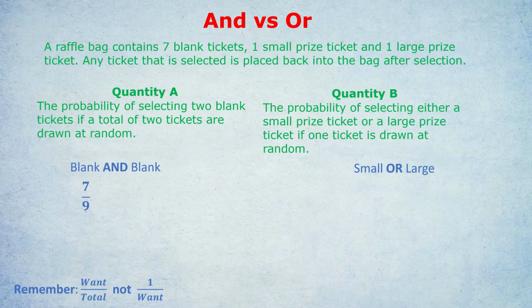Well, the key thing here to notice is that the question said any ticket that is selected is placed back into the bag after selection. So the probability the next time is going to be just the same as the probability the first time. This is not a situation, which we'll cover in a second, where we're taking out a ticket and now there are fewer options available the next time. No, we're placing the ticket back in, so the probabilities always remain the same.